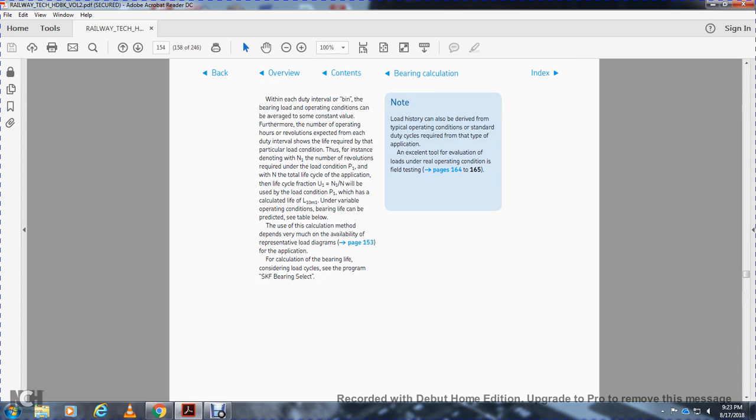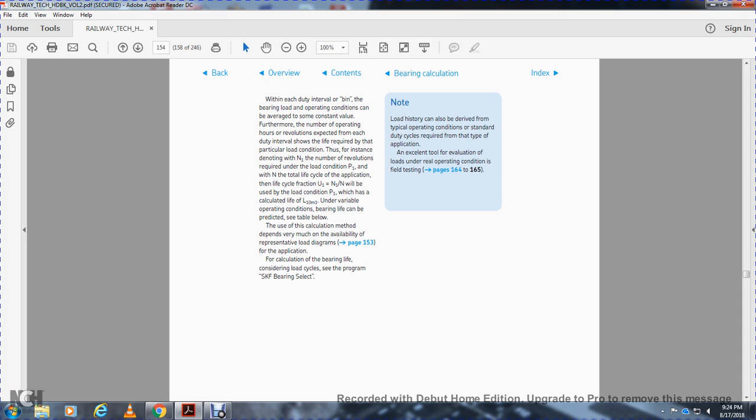Each bin of the load diagram represents an operating condition of the bearing, with a constant average value, and the number of operating hours or revolutions required by that particular load condition. The number of variable revolutions required at load P1 and its fraction of the whole life cycle of the application gives the life fraction U1, equal to N1 over N, for the load condition P1, which is used to calculate the L10m under variable operating conditions, so the bearing life can be predicted.